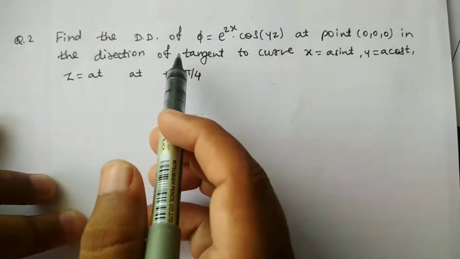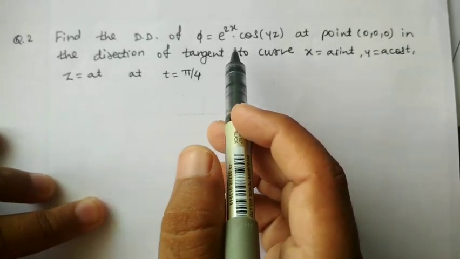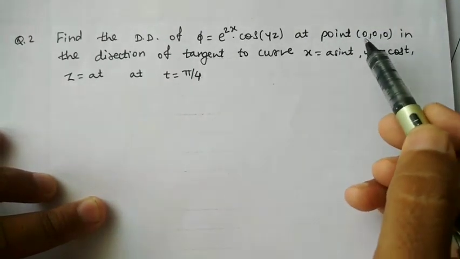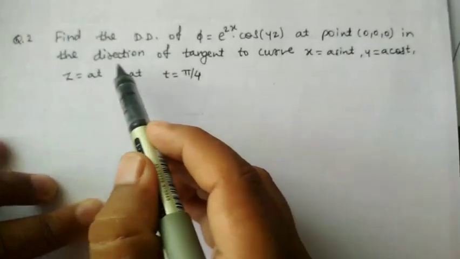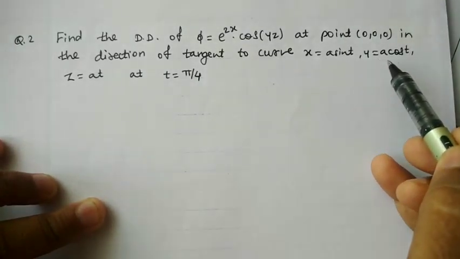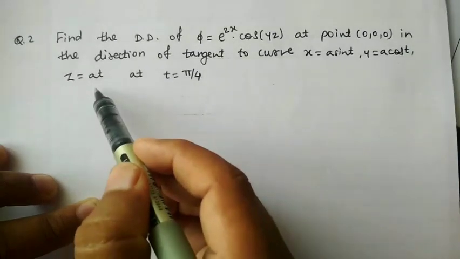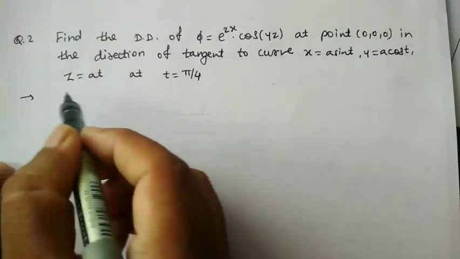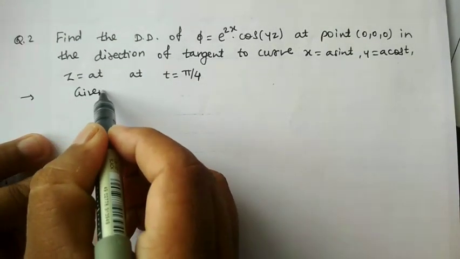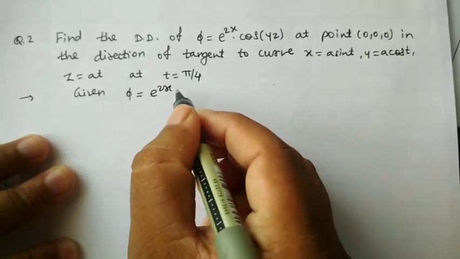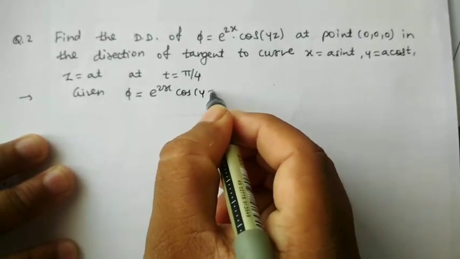Find the directional derivative of phi equals e raised to 2x into cos of yz at point (0, 0, 0) in the direction of the tangent to the curve x equals a sin t, y equals a cos t, z equals a t at t equals pi by 4. So the solution: given that the value of the scalar function phi is e raised to 2x cos of yz.